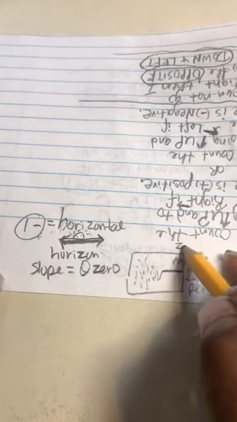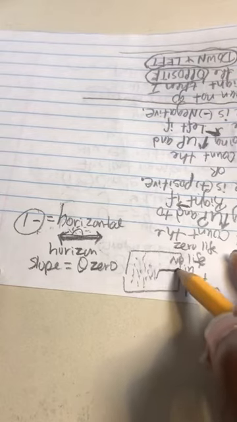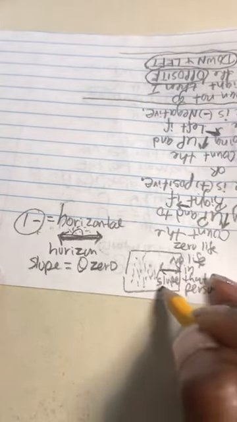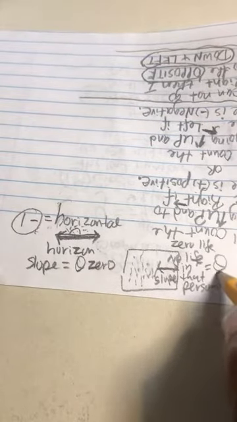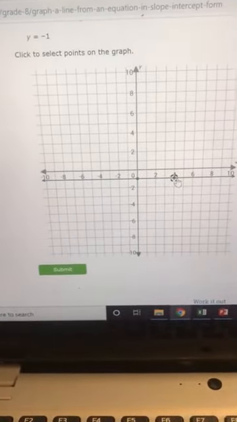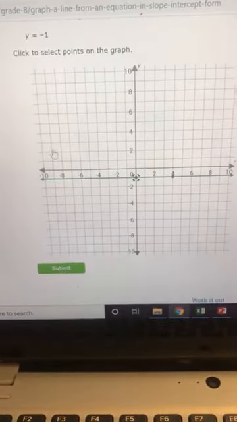No life means zero life. That means that that person is dead once you see this horizontal line. So your slope here for a horizontal line is equal to 0. So this is a slope of 0. Let's hit submit and see if this is the y equals negative 1 line.